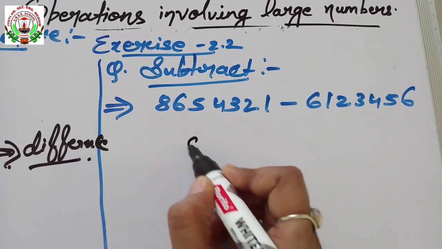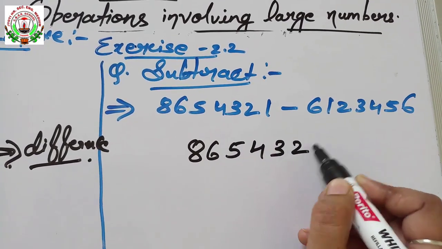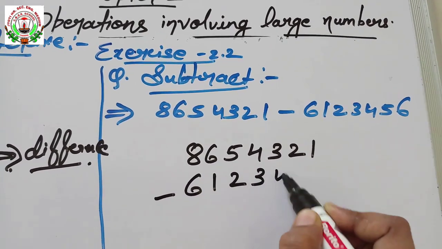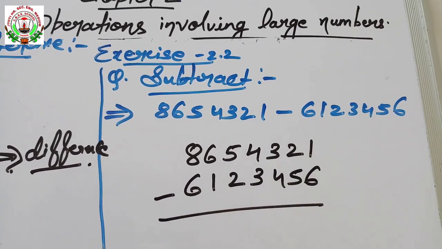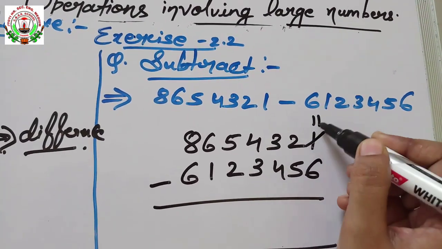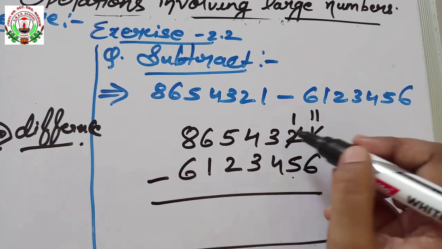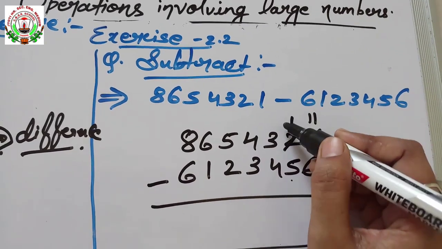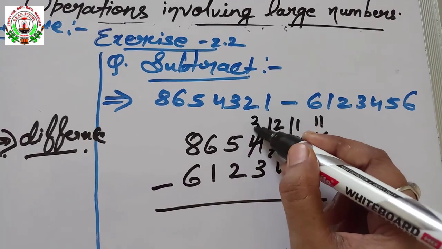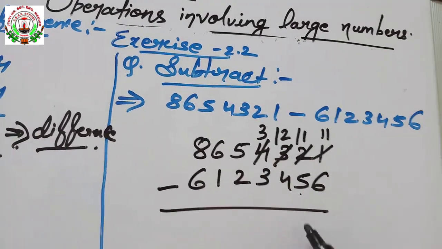So simply we will write this number 8654321 minus 6123456. So here let's start with this. It will be 11. Here 1 minus 5 we can't do, so here again we have to take borrow. Then here 2, again we have to take borrow from this number, and 3. Now these are greater than this number, so we can easily subtract this.